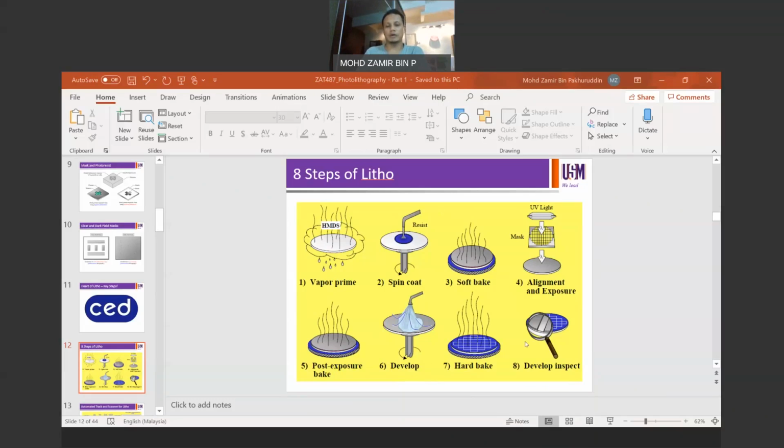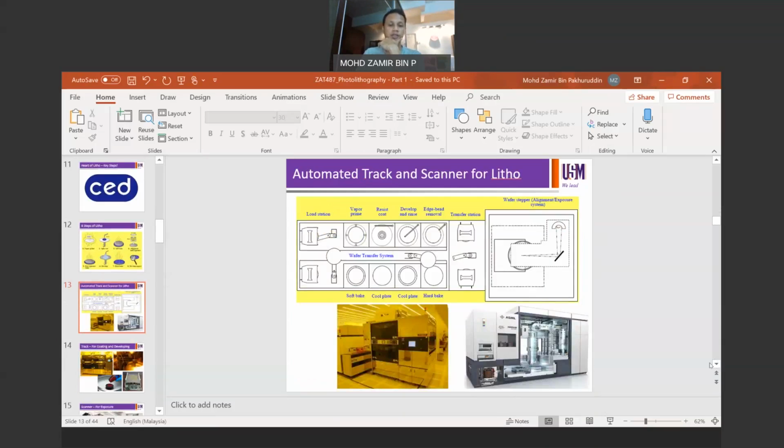And then we finish the lithography process with a step which we call visual inspection, or develop inspect, where you check and make sure that the features that you want to print are actually printed in the right areas, and you don't have residue of the resin and so on and so forth. Then the lithography process is done.